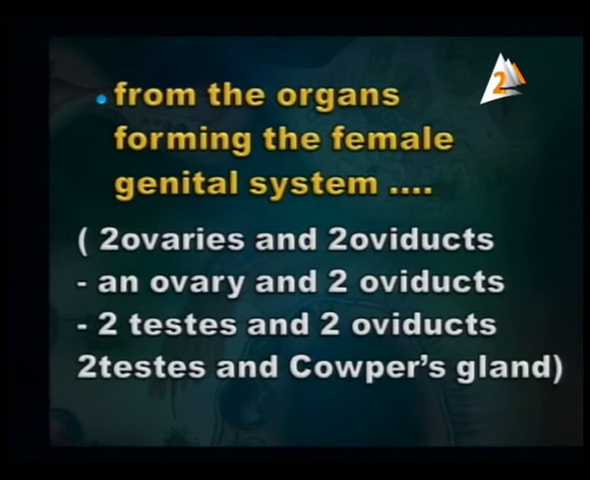From the organs which form the female genital system: 2 ovaries and 2 oviducts, 1 ovary and 2 oviducts, 2 testes and 2 oviducts, or 2 testes and Cooper's gland. Yes, 2 ovaries and 2 oviducts.